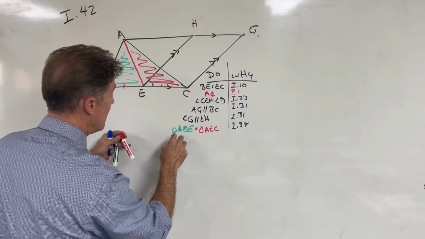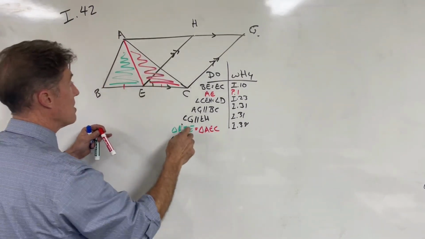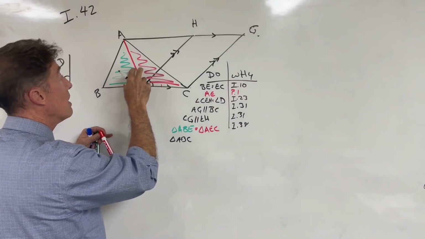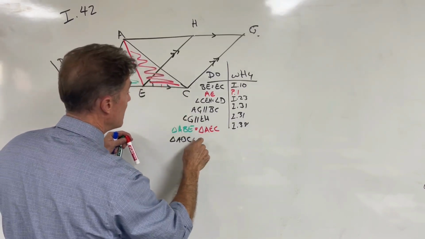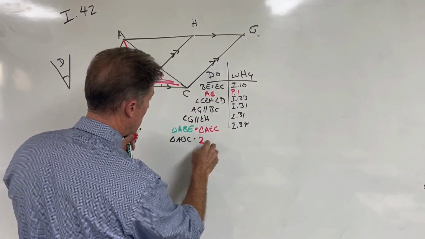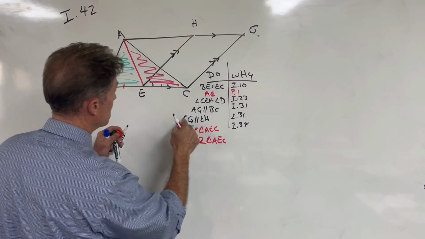So we could say that triangle ABC, the whole composed out of these parts, is equal to two of these things, or, since these are equal to each other, it's equal to two greens, it's also equal to two reds. So let's say triangle ABC is equal to double triangle AEC, because it's made up of both of those, so two of those.